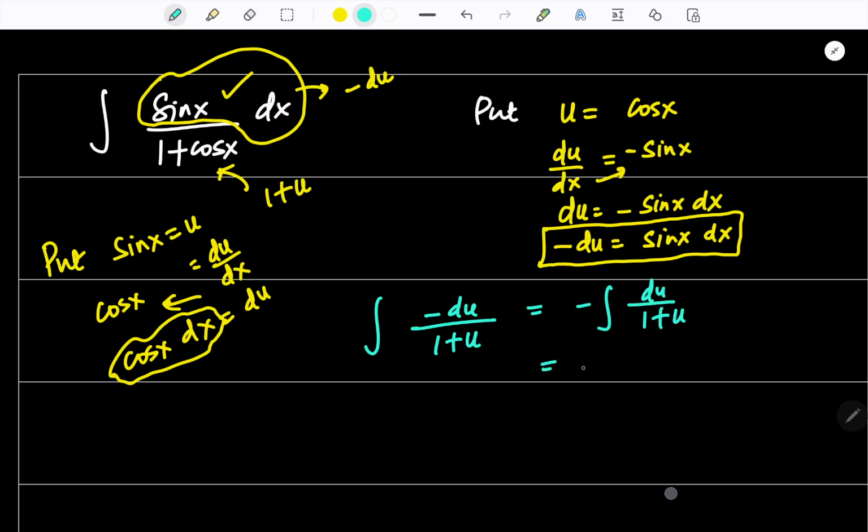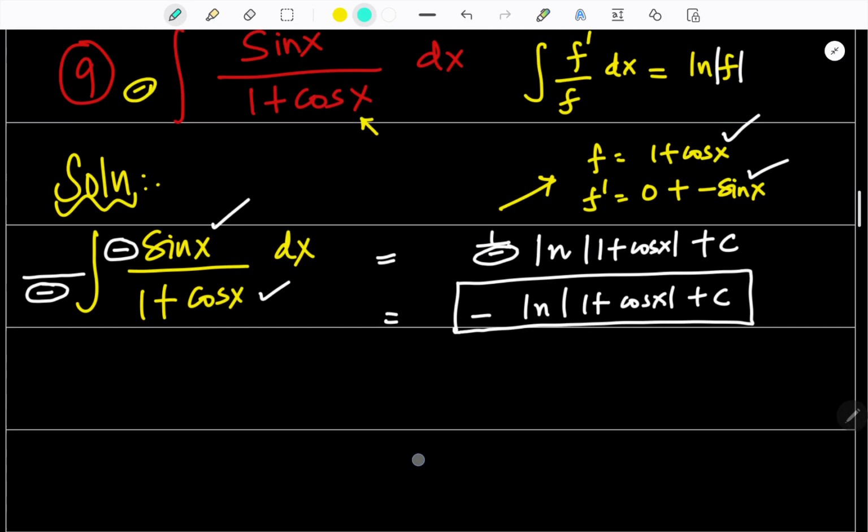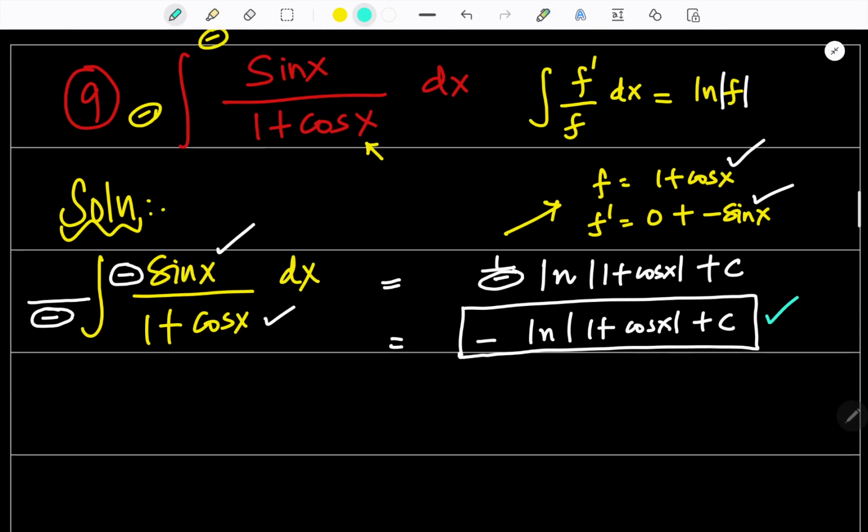This is equal to minus the integral. And what is the derivative of 1? It is 0. What is the derivative of u? 1. It is on the top. So you will get ln of the absolute value of 1 plus u plus c. So this equals minus ln. What is the value of u? u is cosine x. 1 plus cosine x plus integrating constant c. Clear? Look at your answer in the previous one, negative ln of 1 plus cosine x plus c. The same idea. So here you can directly use this formula.